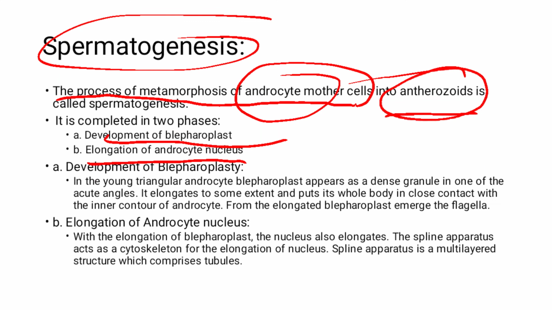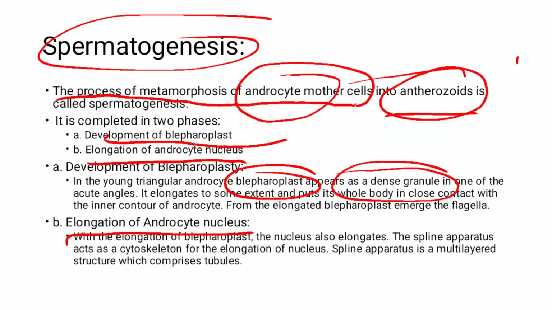The antheridial mother cell becomes bigger and develops the blepharoplast, which is a granulated structure. Then they become densely granulated and develop the flagella, which extends outside their body. The whole plant body cell also becomes different in structure. The cell becomes triangular in nature, and they develop the flagella from the blepharoplast. Next, elongation of the androcyte nucleus.